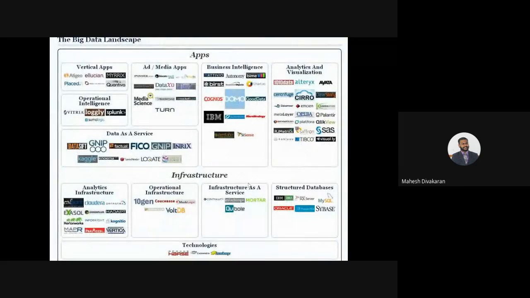So this is the big data landscape. These are some apps which are used for big data analytics, and this is the infrastructure. The technologies we are using are Apache HBase, Hadoop, Cassandra, and also Apache Spark. So a lot of technologies are there to handle big data nowadays.